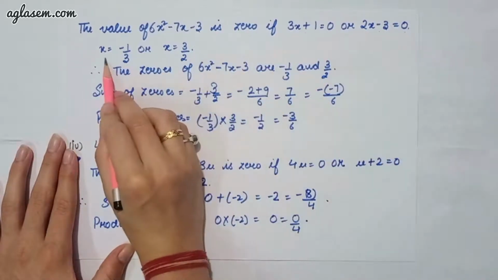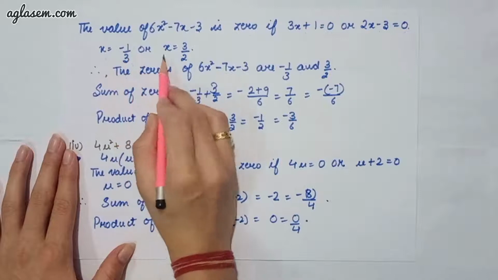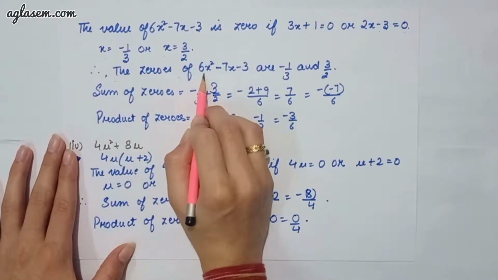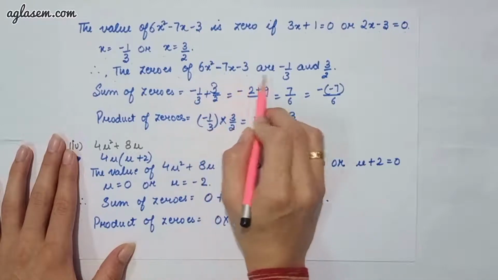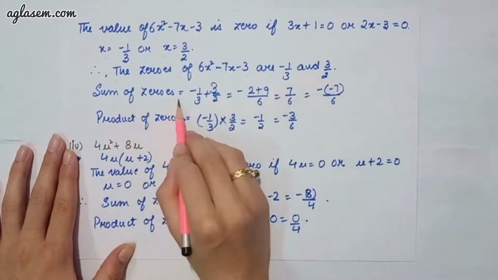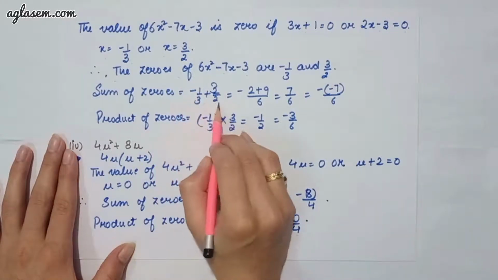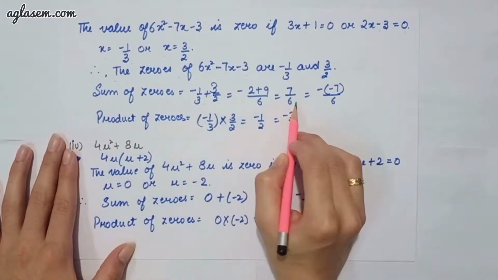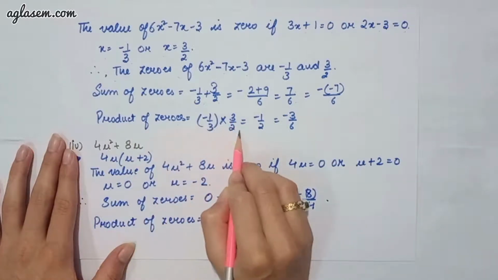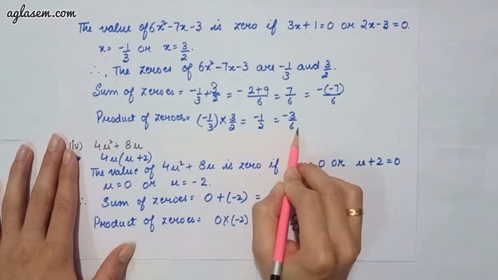So therefore the x value will be minus 1 upon 3 and another value will be 3 upon 2. Therefore the zeros of 6x square minus 7x minus 3 are minus 1 by 3 and 3 by 2. So the sum of zeros will be minus 1 by 3 plus 3 by 2, which will give you 7 by 6. And the product of zeros will be minus 1 upon 3 into 3 by 2, which will give you minus 3 by 6.